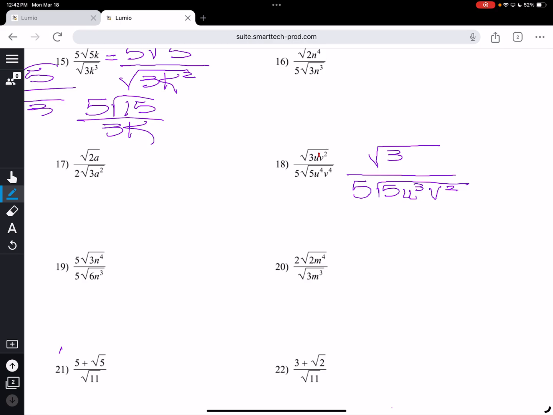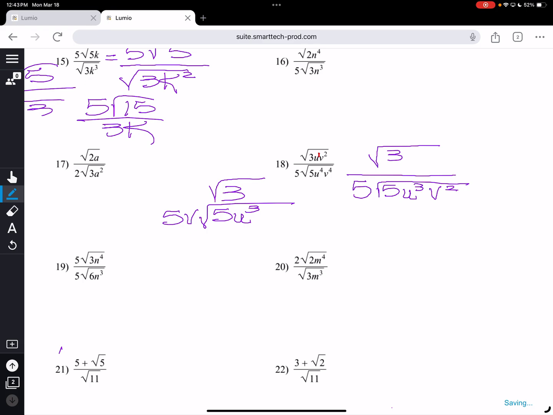Make sense so far? So now we've got to put them out. The u stays, but what about the v? It's a perfect square. Where does it go? Out, with the 5. So now we have 5v, not v squared, just v, radical 5u to the third, over radical 3.